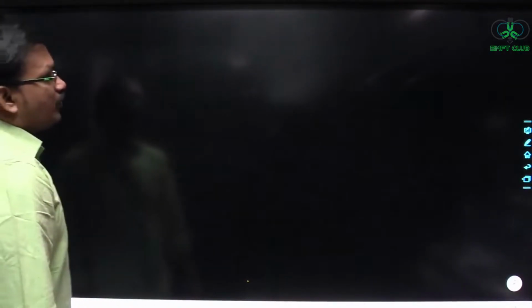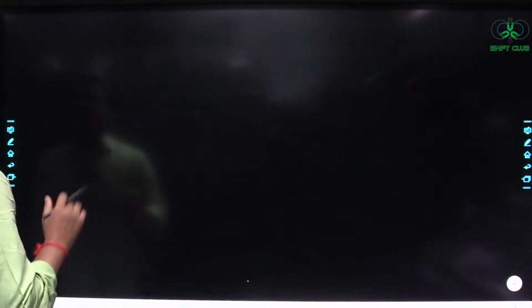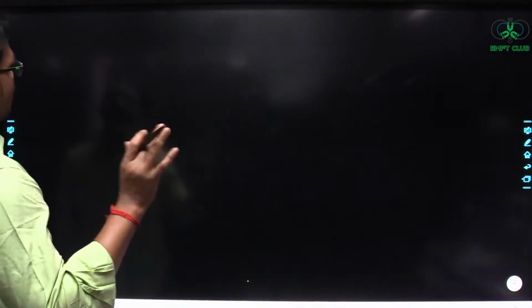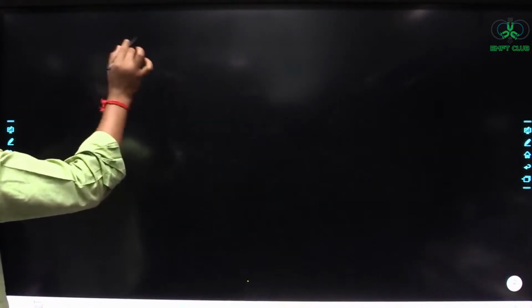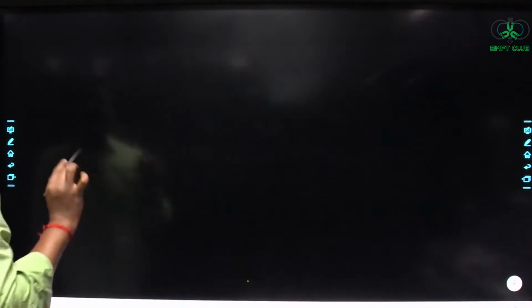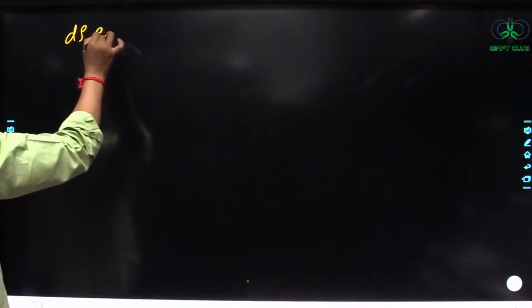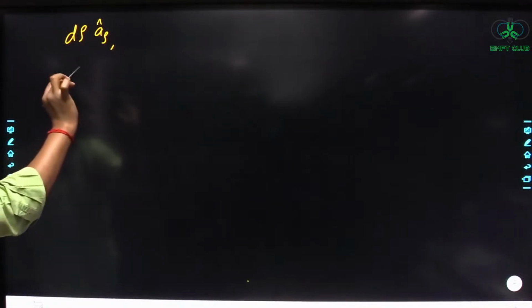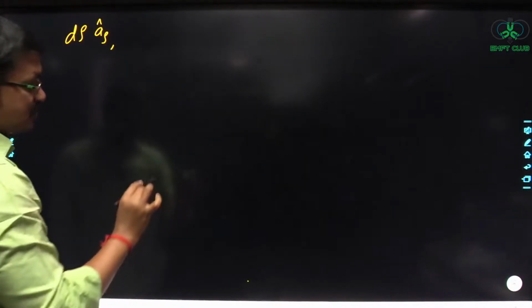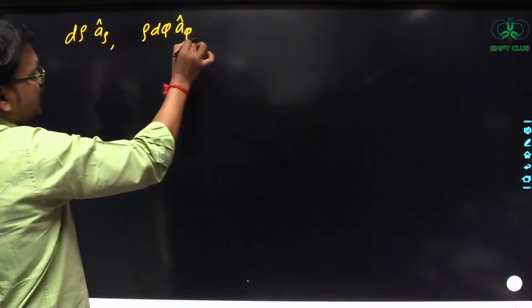Now we try to represent the differential areas and differential volume. For that, first of all, write down the differential lengths in the cylindrical coordinate system. So what are the differential lengths we got here? We got the differential lengths as d rho a rho cap. This is along a straight line path. Next, rho d phi a phi cap. So this is the differential arc length.